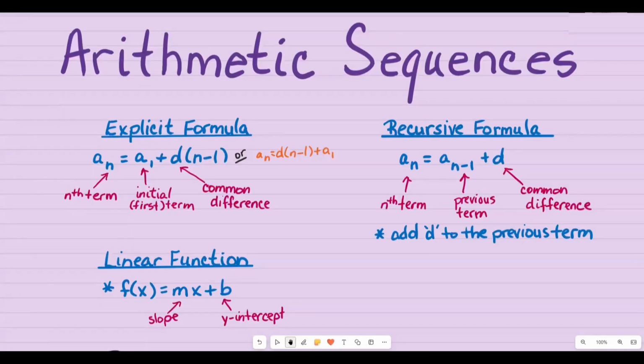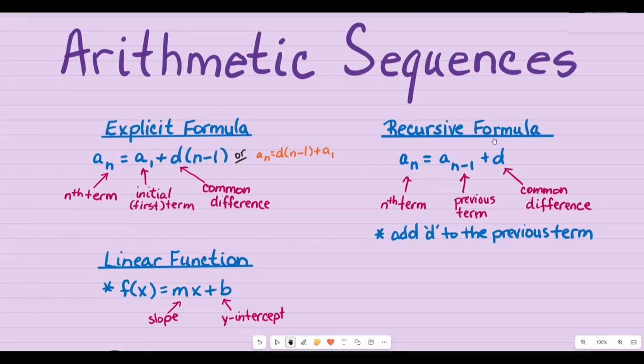Today I'm going to talk about arithmetic sequences. As you can see, these are the different types of formulas that we will actually be working with. So we have the explicit formula, which is a sub n equals a sub 1 plus d times the quantity of n minus 1. Or sometimes it's better to write it in the form of a sub n is equal to d times the quantity of n minus 1 plus a sub 1. So all I'm doing is just reordering the formula.